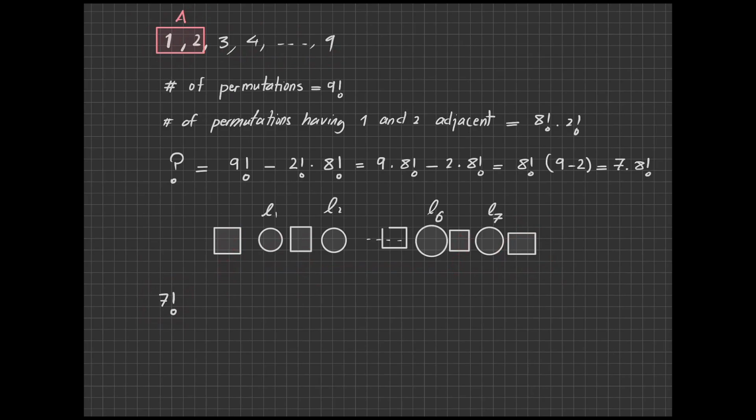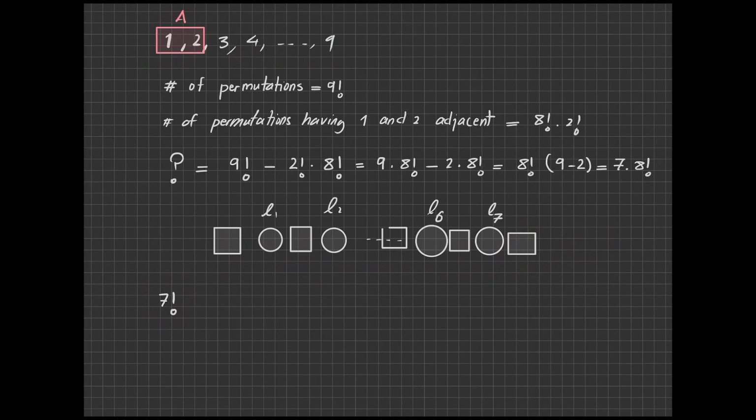So how many locations do you have? 8 locations. They are distinct. But how many objects do you have? 2. You want to put 2 objects in 8 locations. That is the previous lesson. What was that?